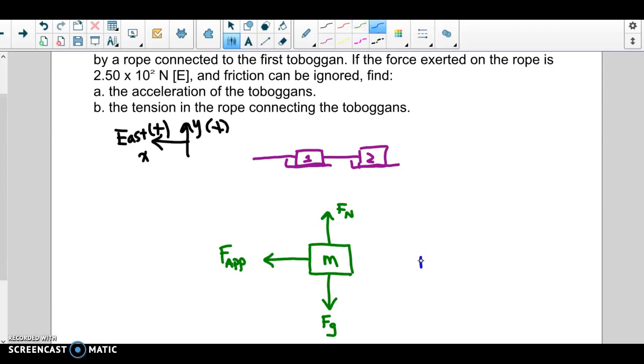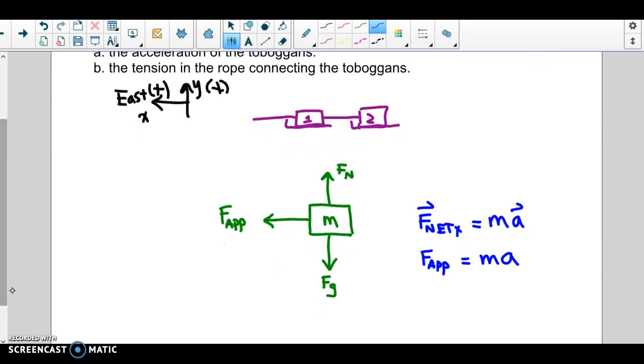What I will do is write out Newton's second law in the x direction. In this case, there is an acceleration. I don't know what it is, but I would like to find it. In my positive direction, the only force acting in the x direction is the applied force, and that's going to be equal to the mass of both of the toboggans together times the acceleration of both of those toboggans.